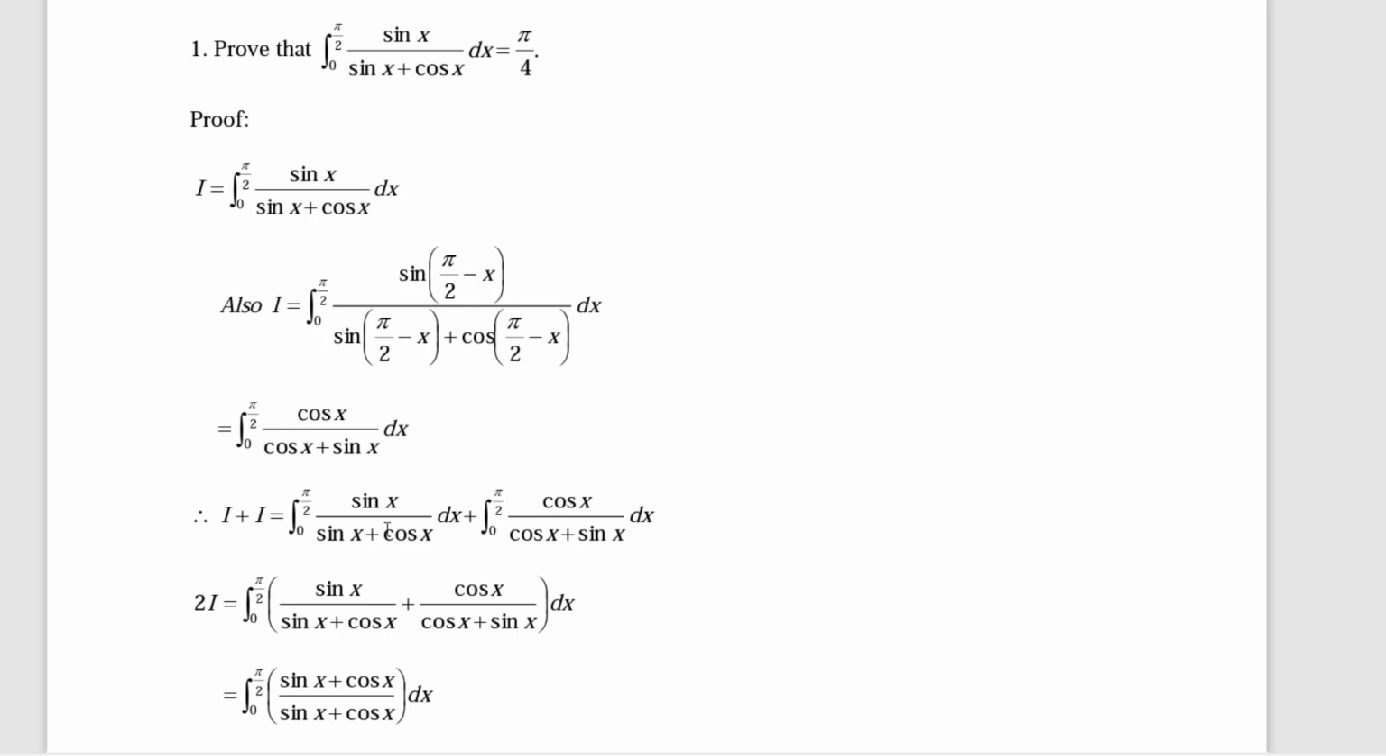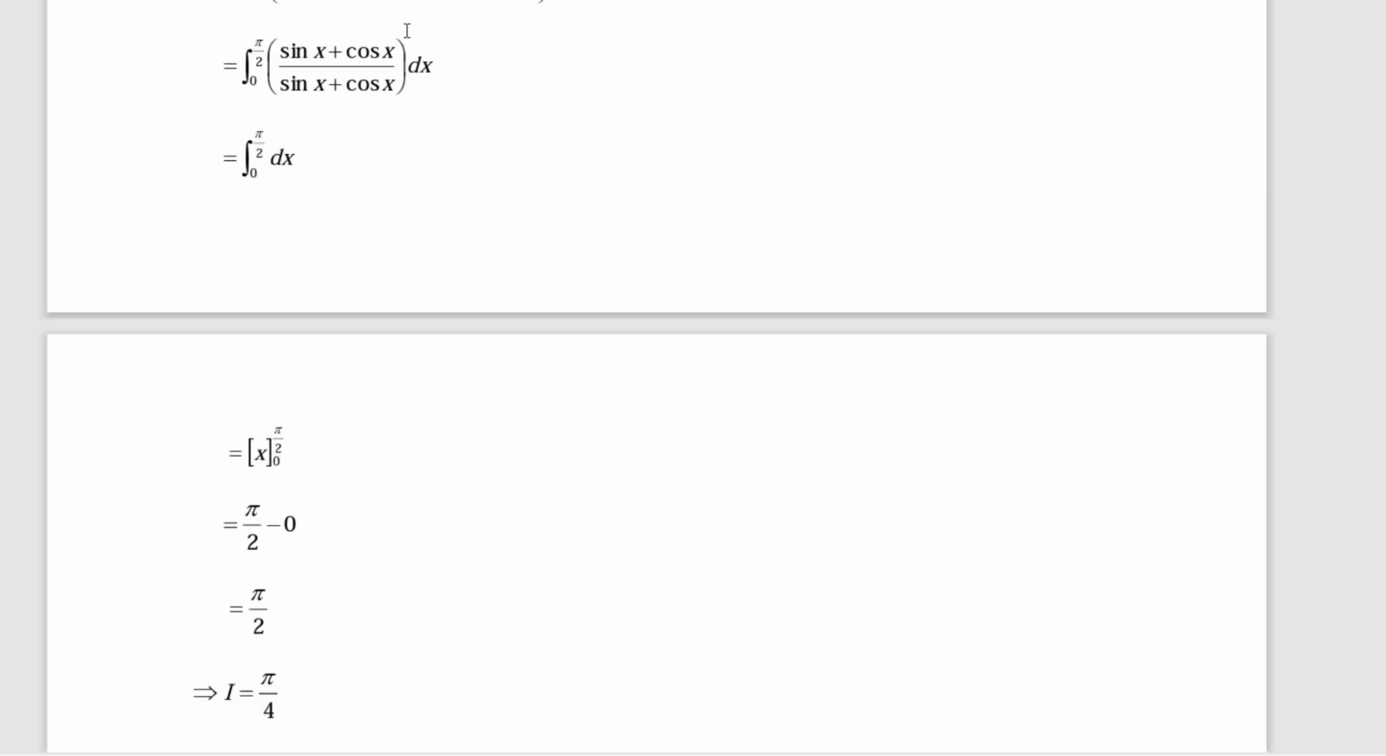Then we added the two I's, and why did we do this? Because if we add the two I's, we will get the same thing in the denominator and numerator, which will be cancelled, so it will be reduced a lot. So in the next line we just added and we got sin x plus cos x over sin x plus cos x. Since we have the same thing in the numerator and denominator, we got 1, and integration of 1 gives us x, right? So we wrote x. Next we wrote the limit, which is from 0 to pi by 2.